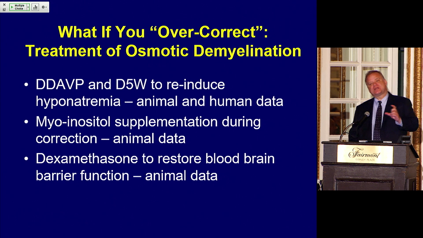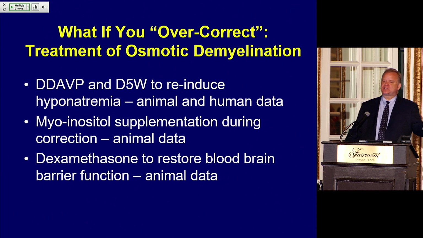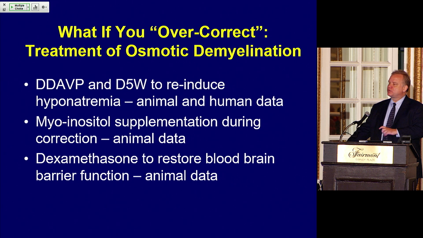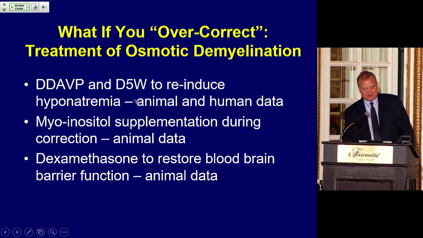The key point, though, is we now are pretty comfortable about both increasing serum sodium if we need to and reducing it if we need to. So if you overcorrect, you can give DDAVP and D5W to re-induce hyponatremia. There's both animal and human data that can help in patients with osmotic demyelination.